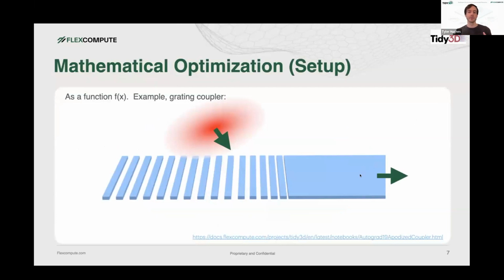As a more concrete example, let's say you're designing a grating coupler like this. Maybe the x represents the center and size of each tooth.